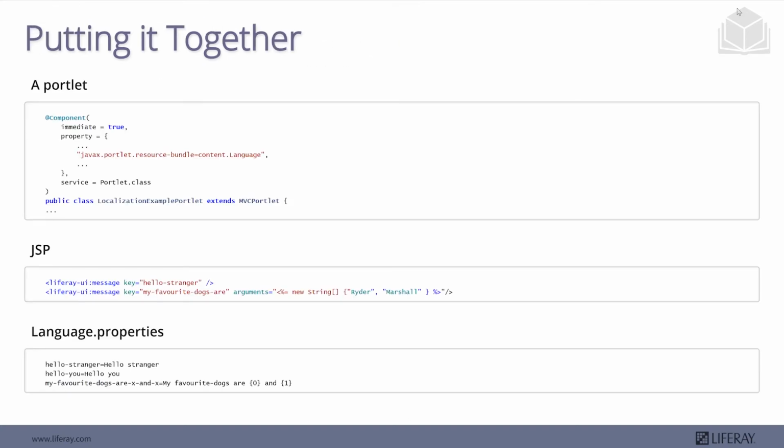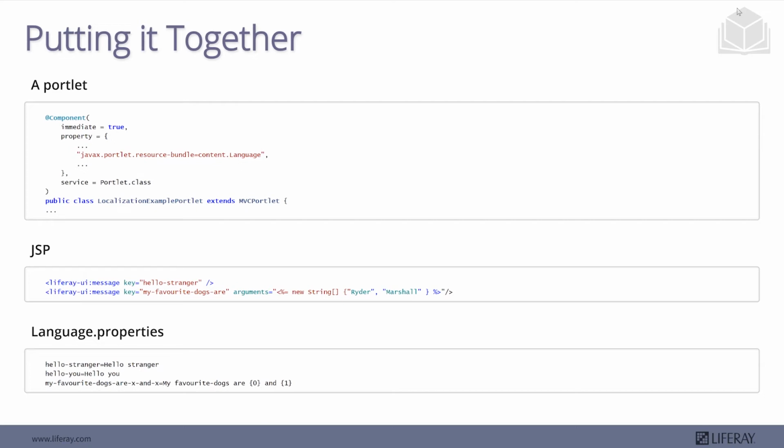So an example here, we have our portlet component here at the top, and in the component annotation, we set the property javax.portlet.resource-bundle equal to the path in which our language file is at, typically content and then language.properties. So that's part one.